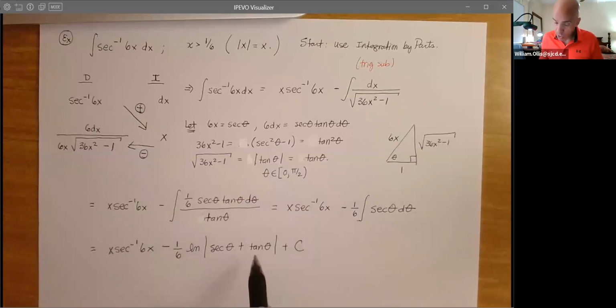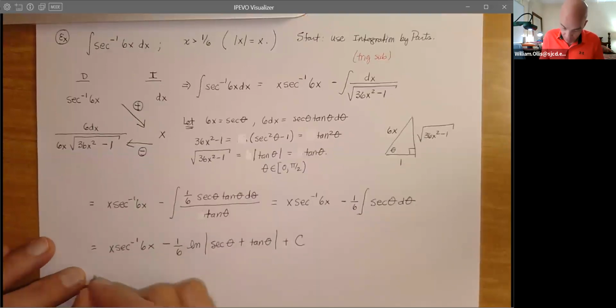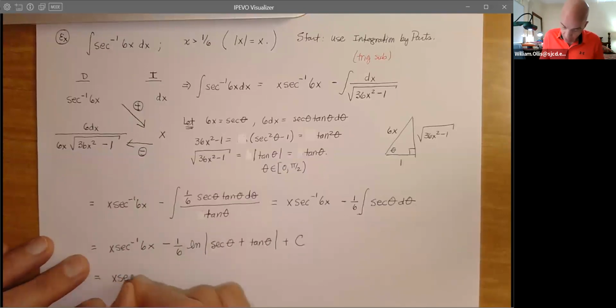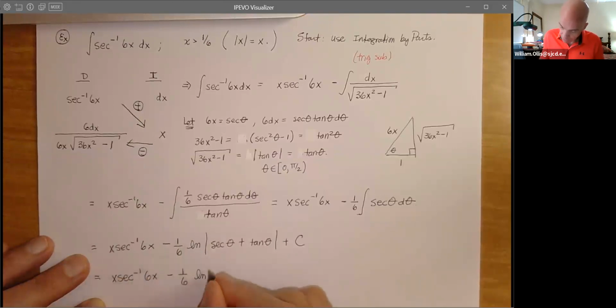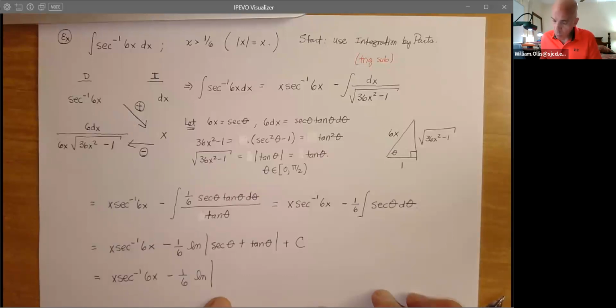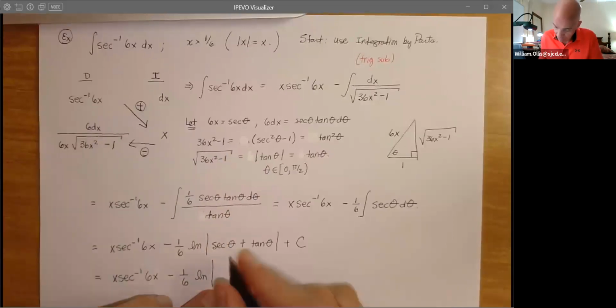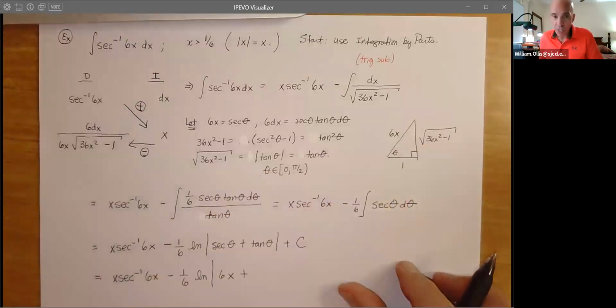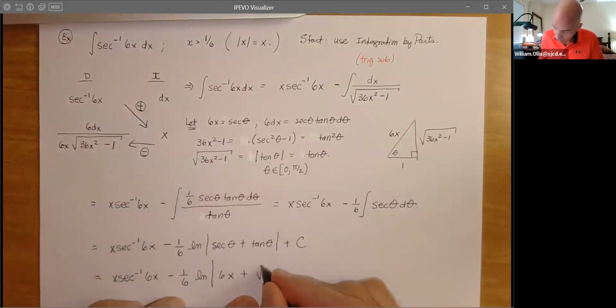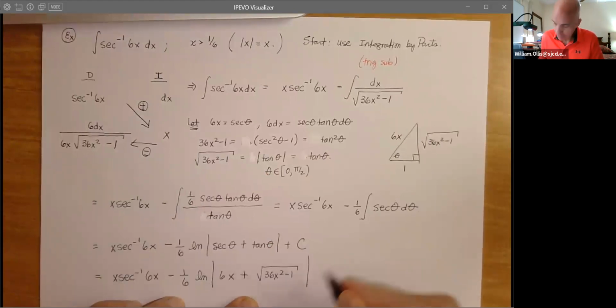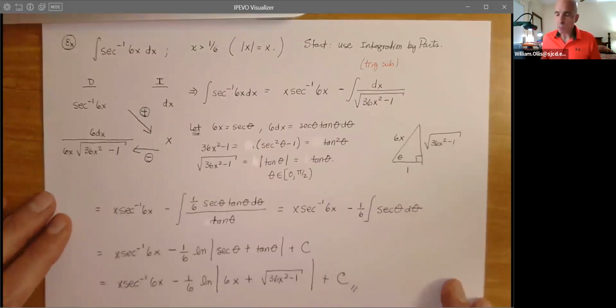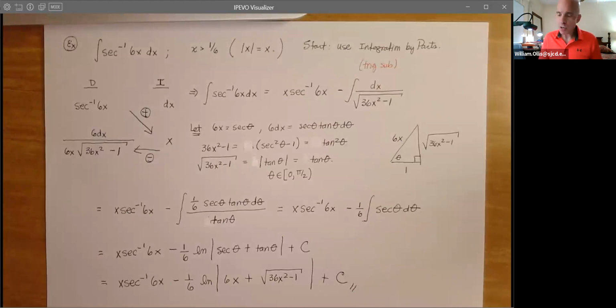Now, what we can do is use our triangle to rewrite these terms. So we get x inverse secant 6x minus 1/6 natural log. So now secant, we already know what that is. It's just 6x. And then tangent is opposite over adjacent. So we just get the square root. So that's a very elegant problem and one I want you to master because there are all the pitfalls in this problem.